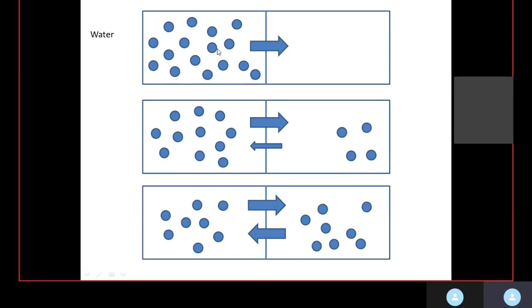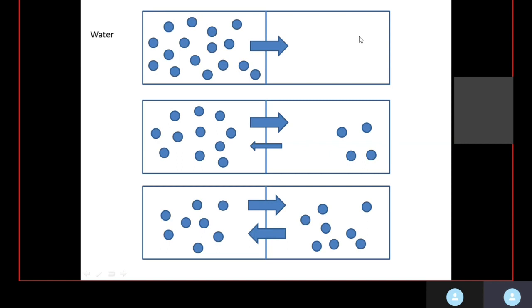Water too can move through barriers. So look at this example here. We have two compartments, compartment A here and compartment B here. All these blue dots are water molecules. What is the tendency of water? Water will move from an area of high water concentration to an area of low water concentration.